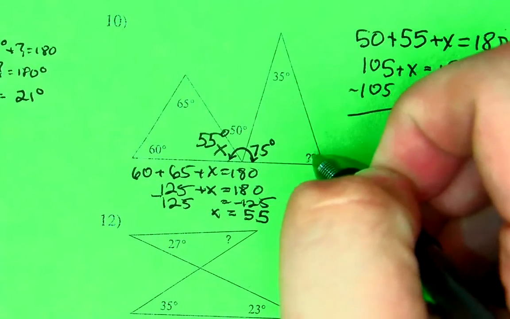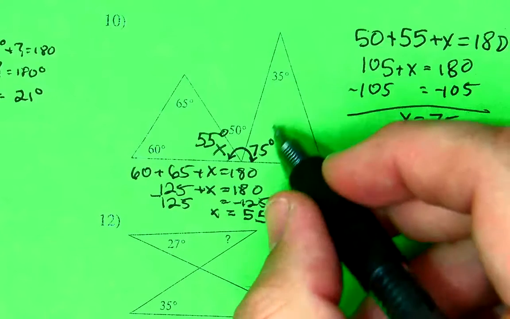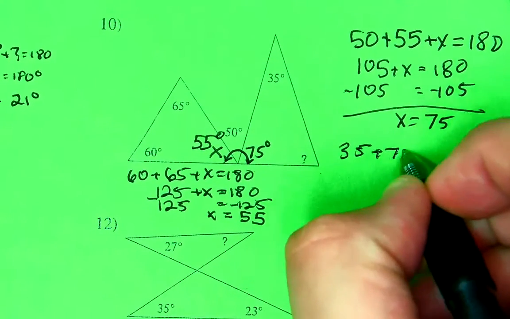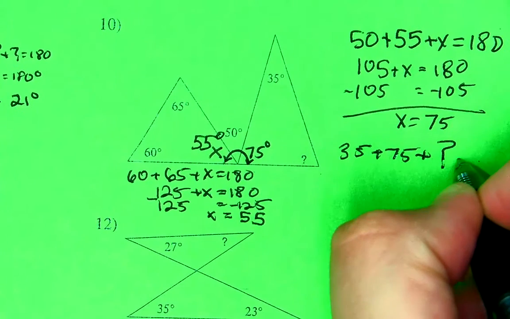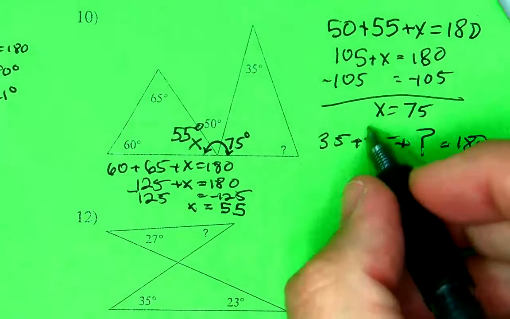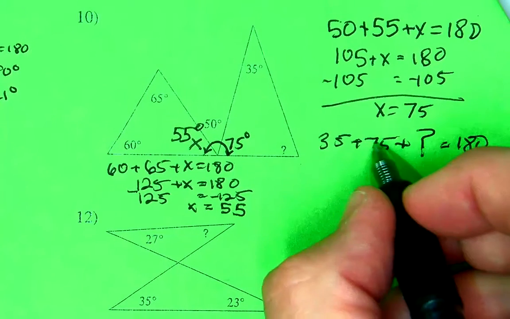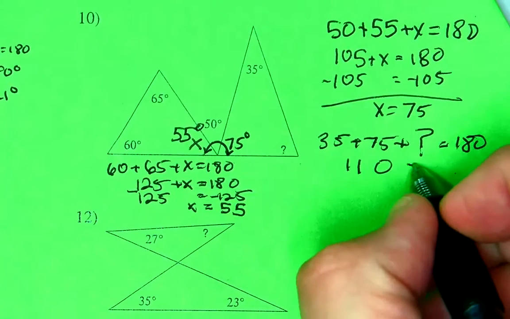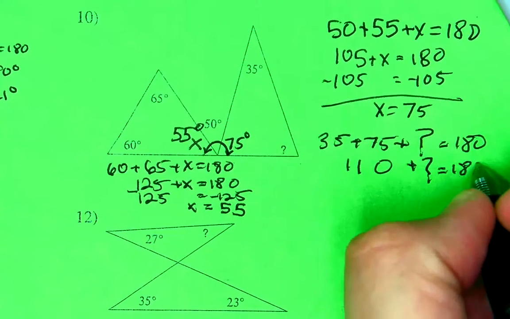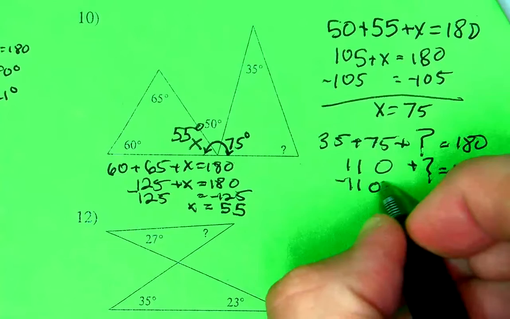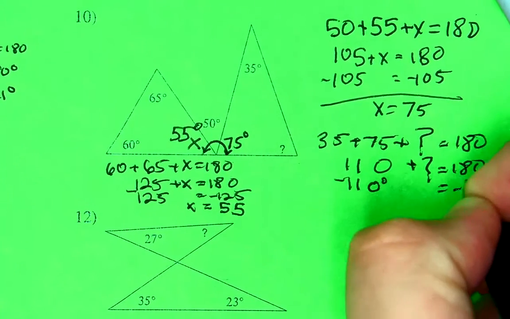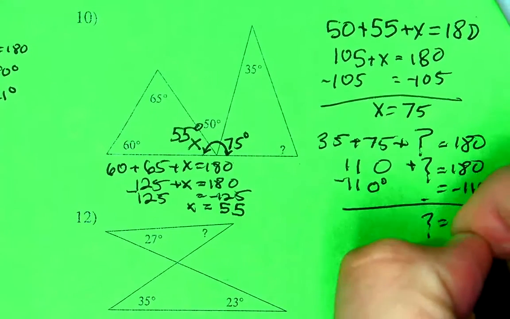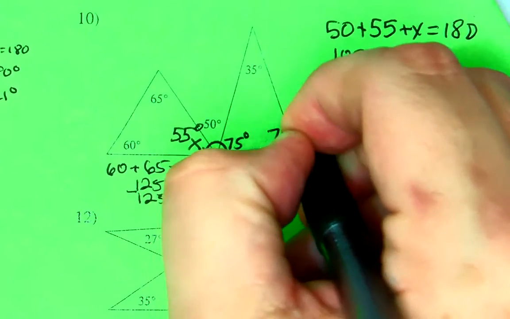Now, in order to complete the angles of the triangle, I need the triangle sum theorem. 35 plus 75 plus my question mark is equal to 180. 5 plus 5 is 10. That's 10, but I have an extra 10, so I have 110 plus the question mark is equal to 180. Subtract 110 degrees. And the question mark is equal to 70 degrees. So that's 70 degrees.